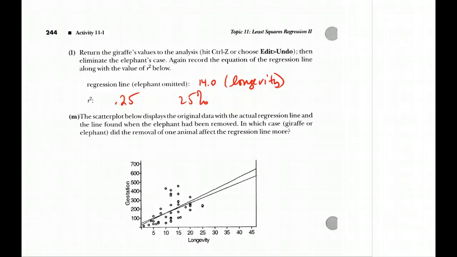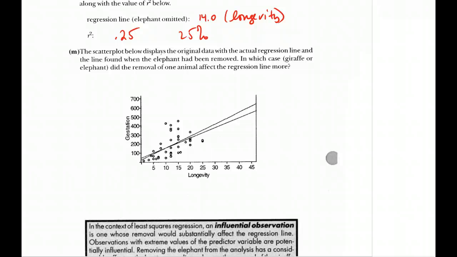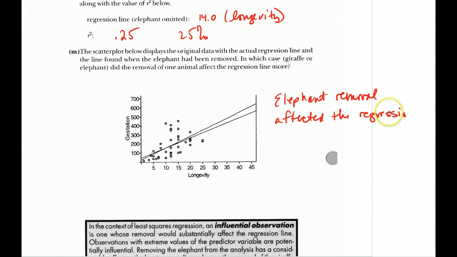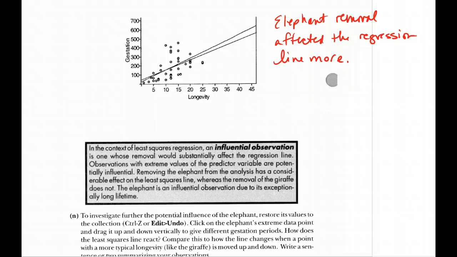Okay, so the scatter plot below displays the original data with the actual regression line, and the elephant's gone. In which case did the removal of one animal affect it more? We would say the elephant removal affected the regression line more. The elephant, as you recall, is an outlier, but it did not have the highest residual.